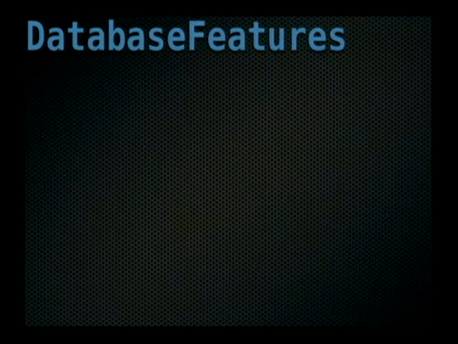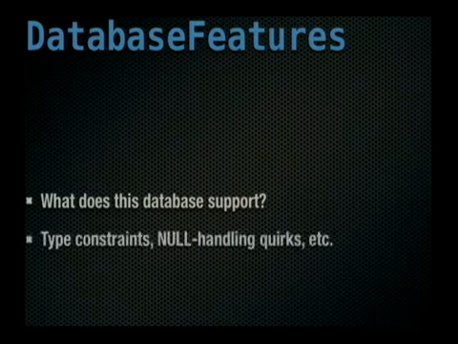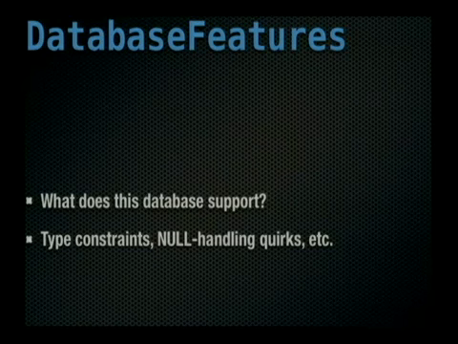Another class is called database features. Basically, this is where we find out what things your database supports. Django cares a lot about this. We need to know how you handle types. We need to know how you handle nulls. One of the most important things is if we're giving you empty strings or empty values like that, do you consider that equivalent to null? We need to know that so that we can generate queries properly.